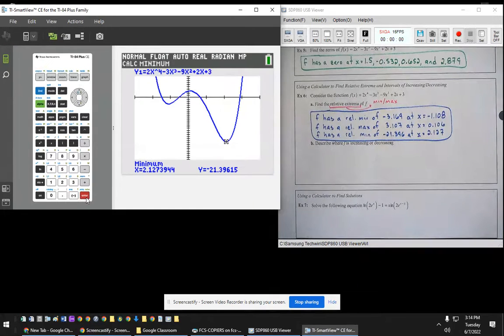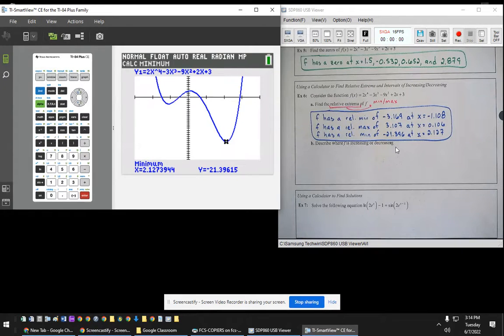Now that relative min is also known as an absolute min because it's the absolute lowest point on the graph. But we were only focusing on relative. Relative mins can also be absolutes, but I'll just leave it at that.